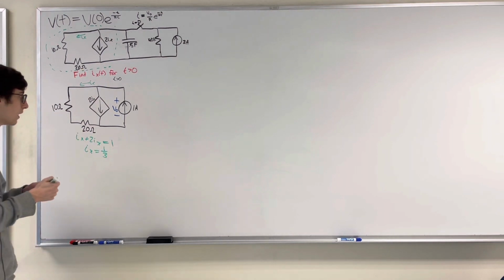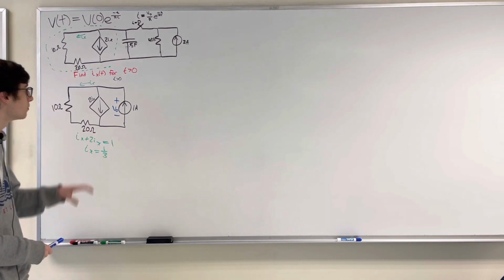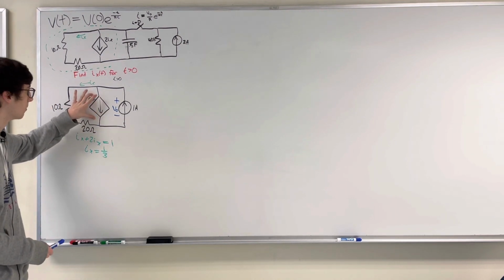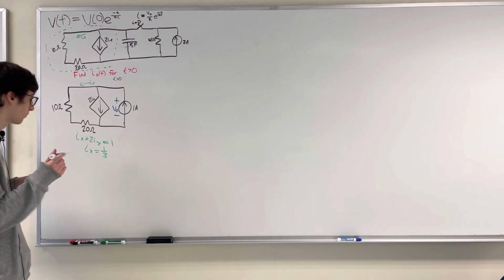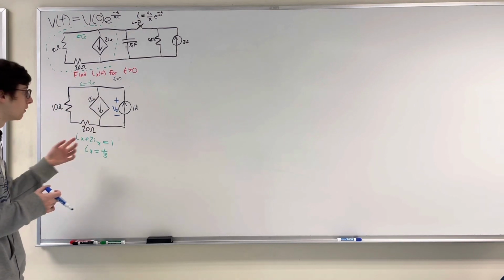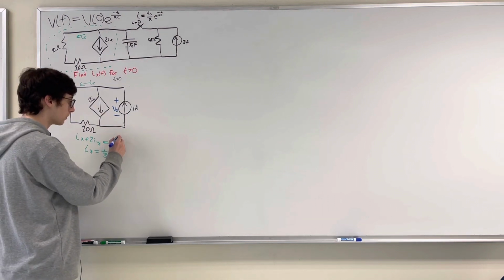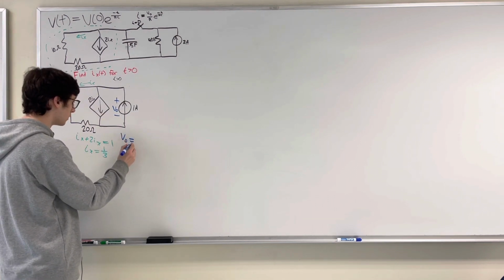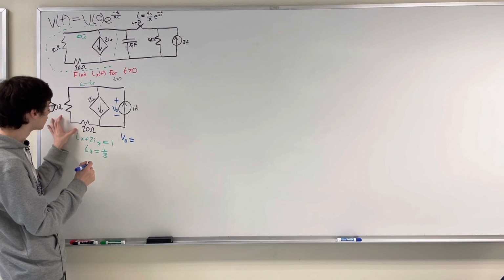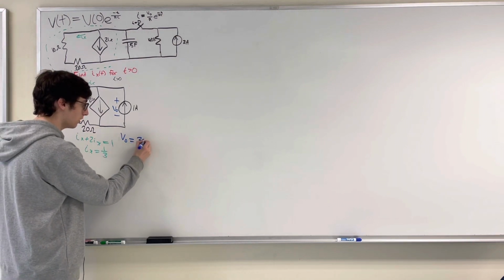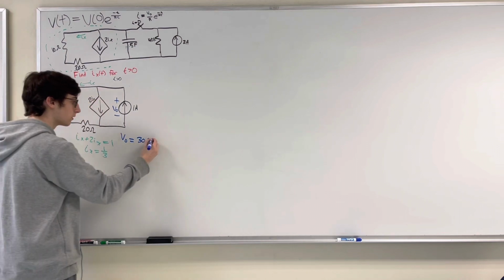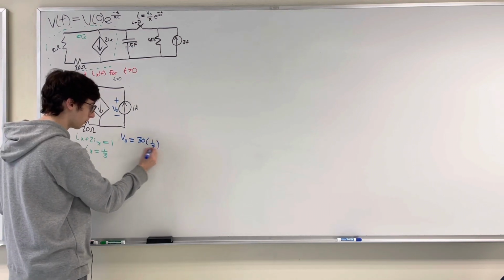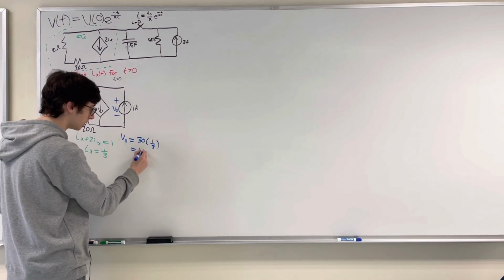And then we can identify that VO is in parallel with this dependent source and then these two resistors. So we can simply find VO by just computing Ohm's law. So VO is going to equal our resistors in series, so it's going to be 30 times our current flowing through that, which we already know is IX. So it's 1/3, so that VO is equal to 10.